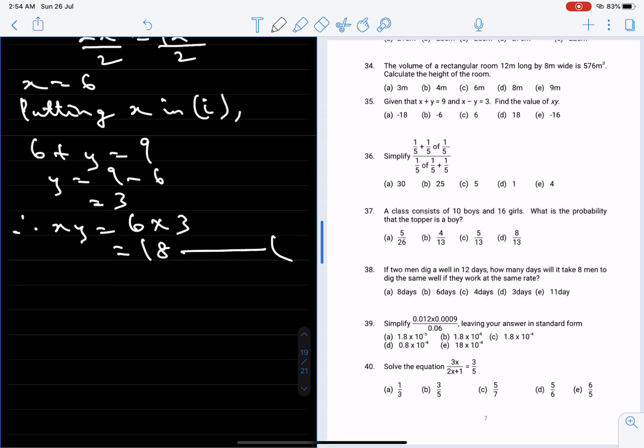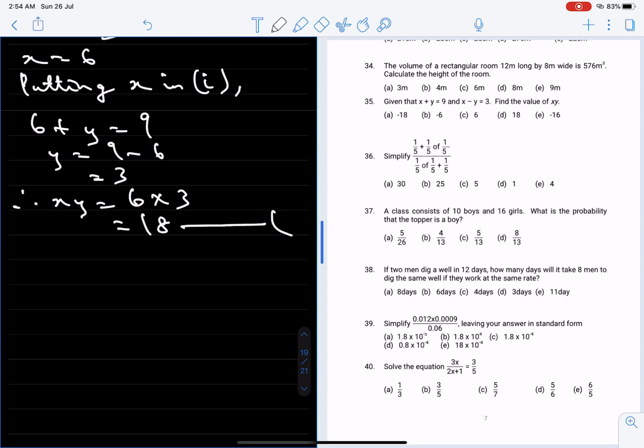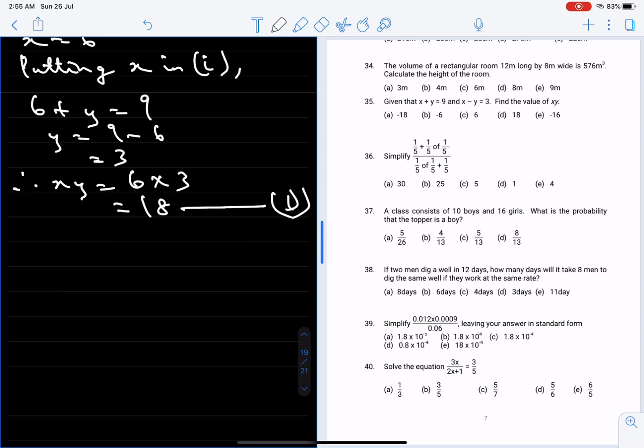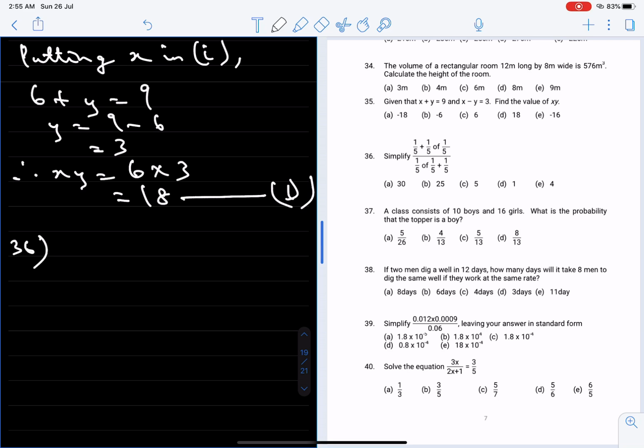What's the correct option to that? That's question 35. That's D. The correct option is D. Now to the next quickly, 36.